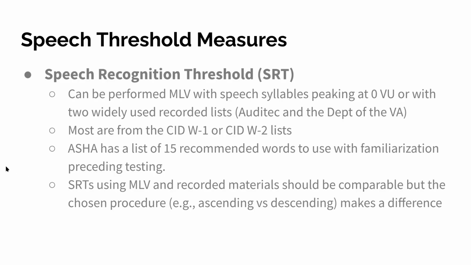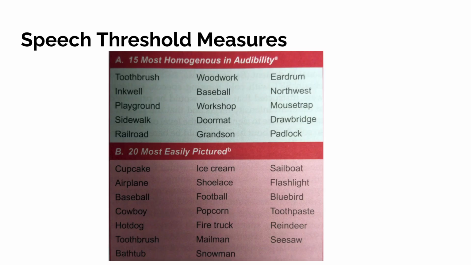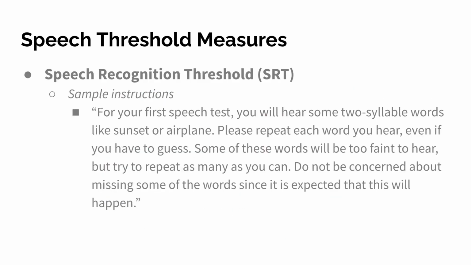So the speech recognition threshold can be performed with monitored live voice, with speech syllables peaking at 0 VU, or with two widely used recorded lists. There's the Auditory Test of St. Louis list and the Department of Veterans Affairs list. Most are the CID W1 or W2 lists, typically the W1 list. ASHA has a list of 15 recommended words to use with familiarization and preceding testing, and it was that list that I showed you earlier, those homogeneous words. That's the same as the ASHA list.